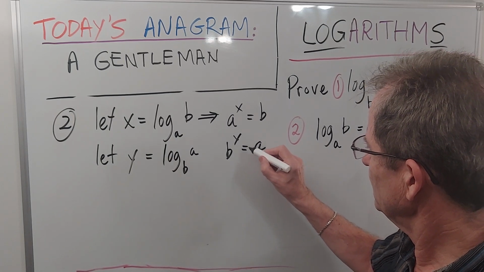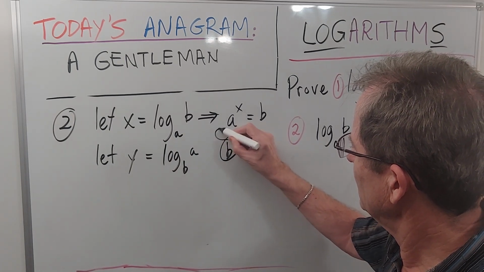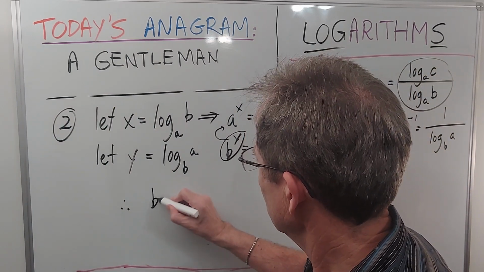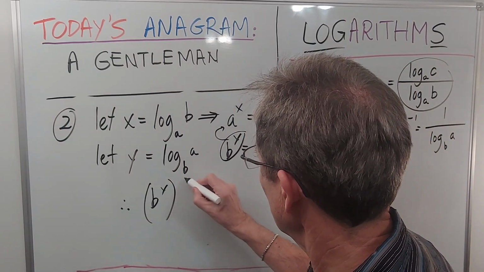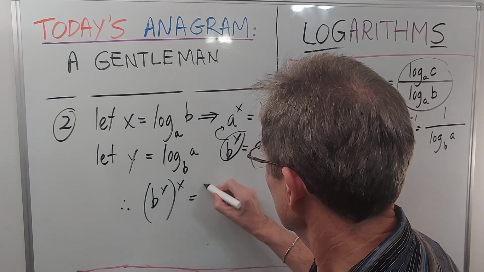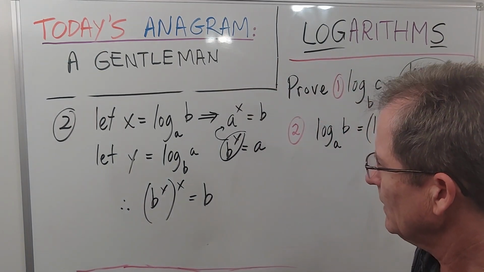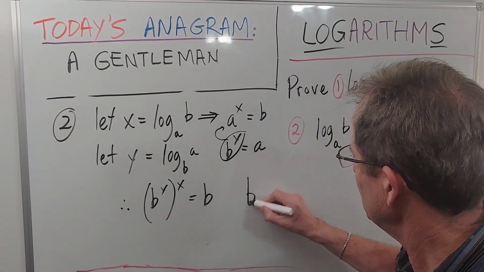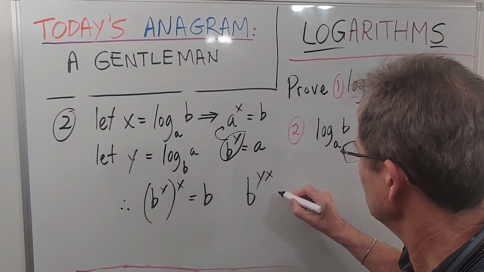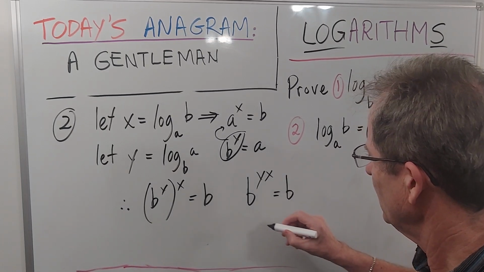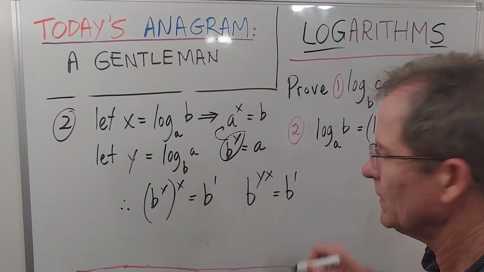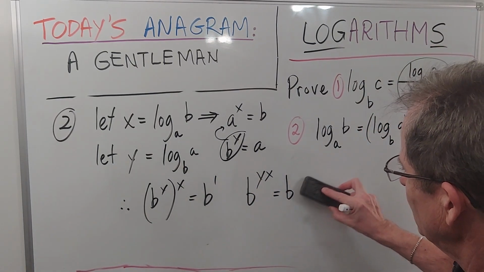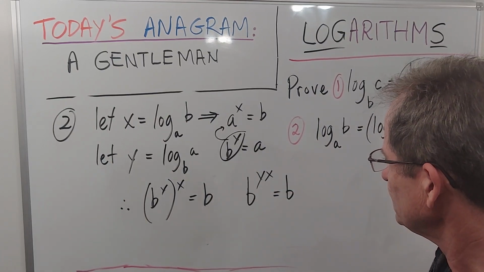So let's substitute this for a in this equation, and I will get b to the y all to the x equals b. The left-hand side can be written as b to the yx, or b to the xy. That's equal to b. Of course, this is b to the 1. If you want to put a 1 there, put a 1 there. See if I care. Now you see it, now you don't, because we don't normally put it.